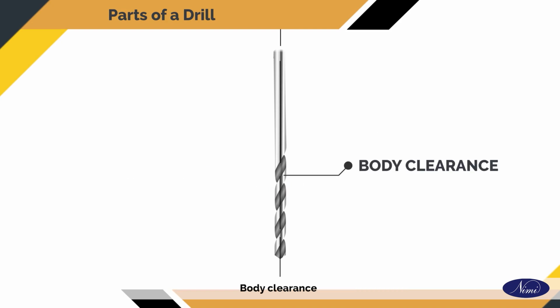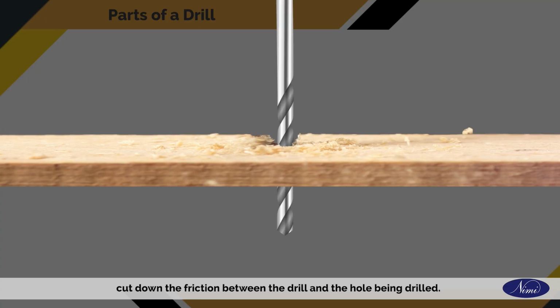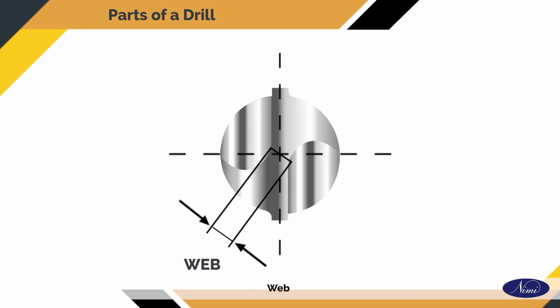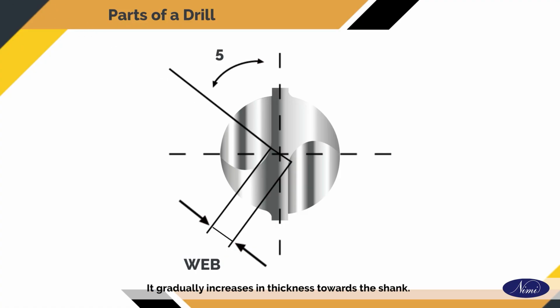Body clearance. Body clearance is the part of the body which is reduced in diameter to cut down the friction between the drill and the hole being drilled. Web. Web is the metal column which separates the flutes. It gradually increases in thickness towards the shank.